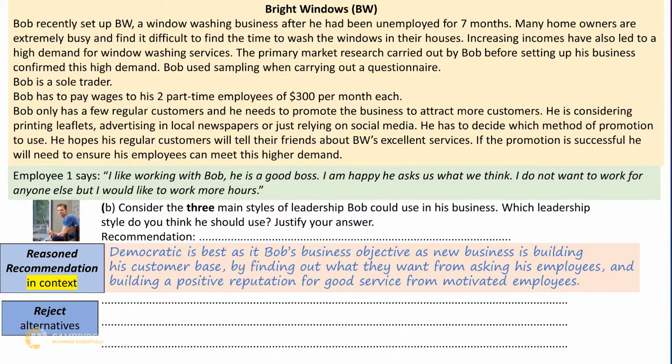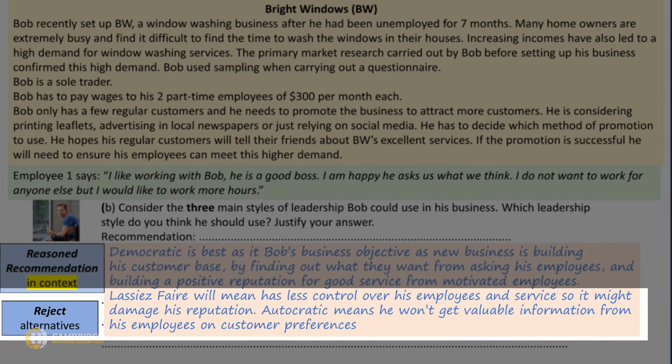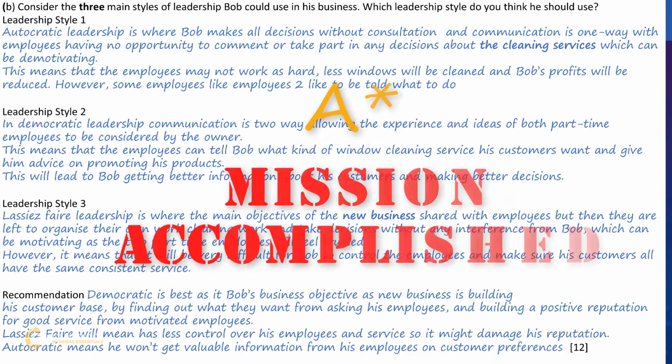A good way of doing this is to choose the leadership style which is most likely to help Bob meet his objectives. In this A-star answer, the student focuses on how democratic leadership will positively impact Bright Windows to improve its reputation and increase Bright Windows' customer base. Then they reject the alternatives by explaining how they are not as suitable as democratic management.